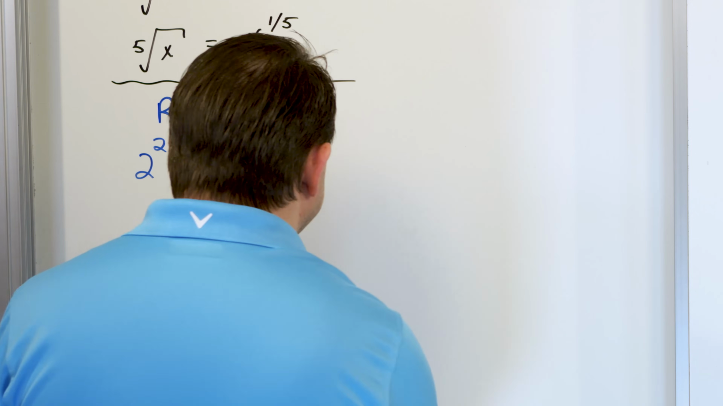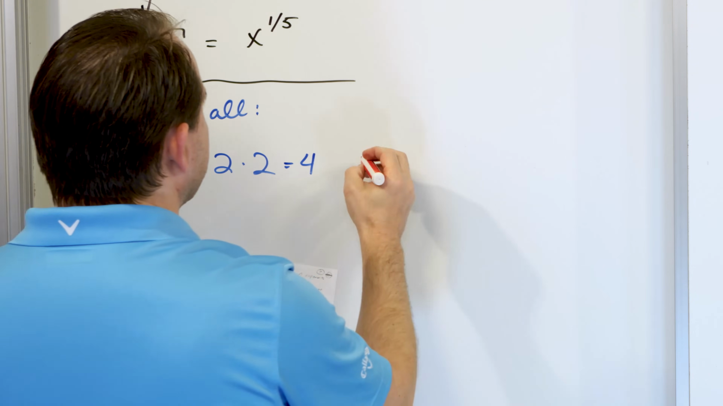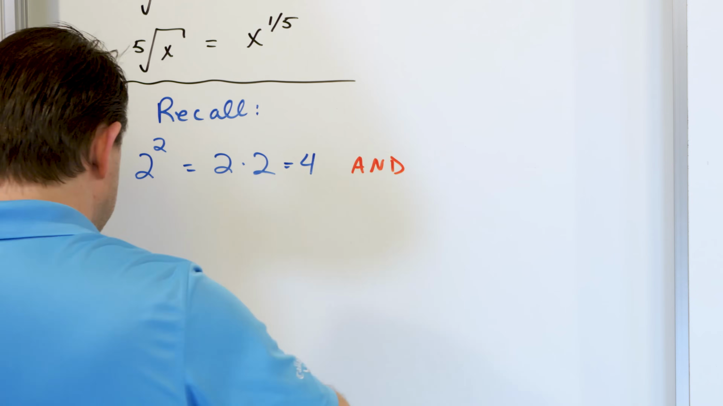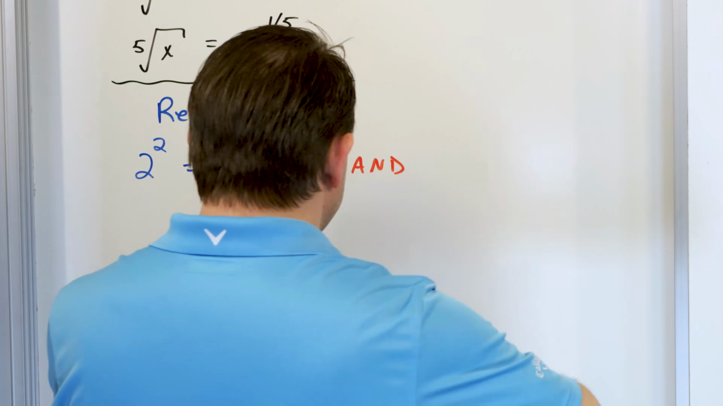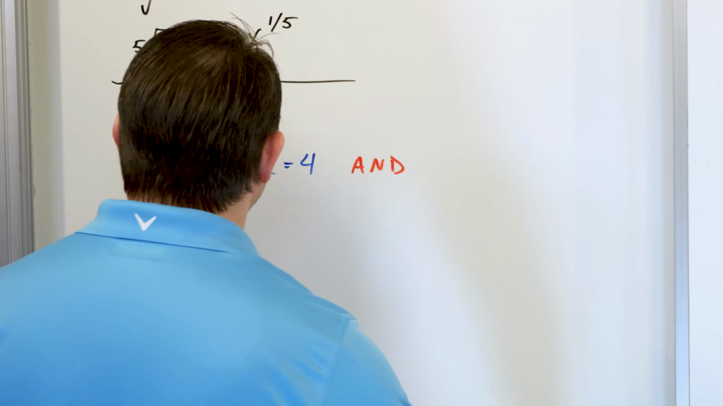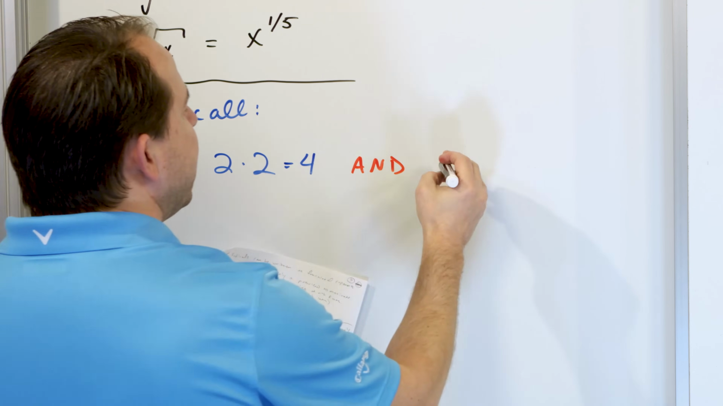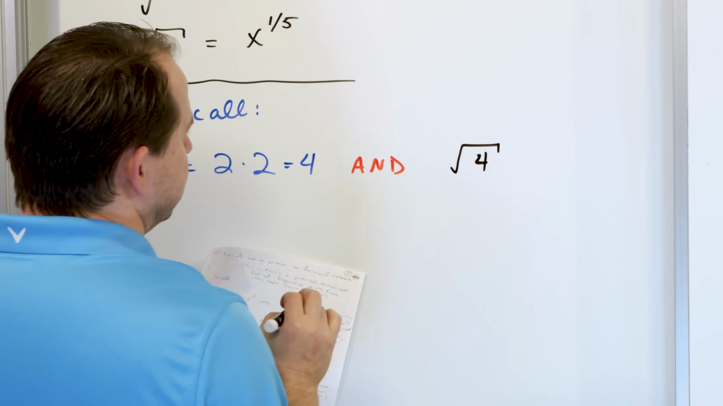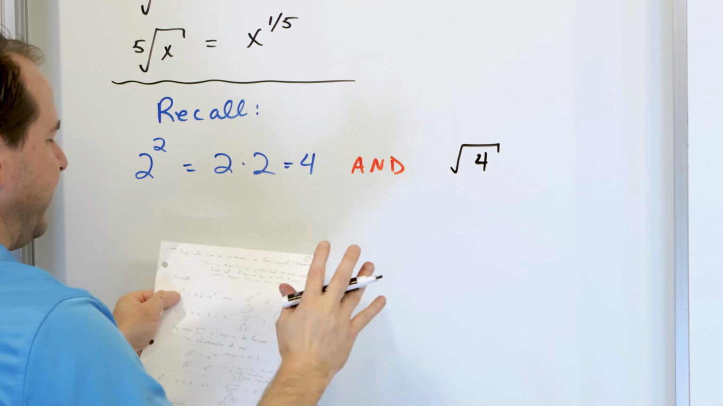And also, you learned the following. Yeah, I'll use this one. You also learned that the square root of 4 is kind of like the opposite of squaring something. It's a square root.